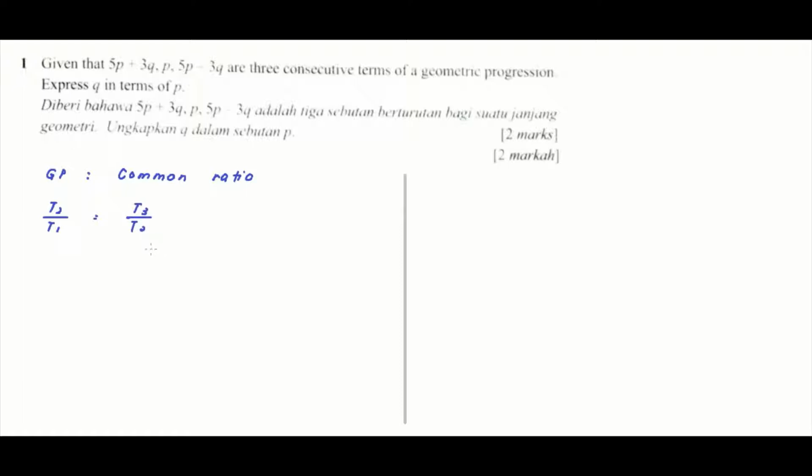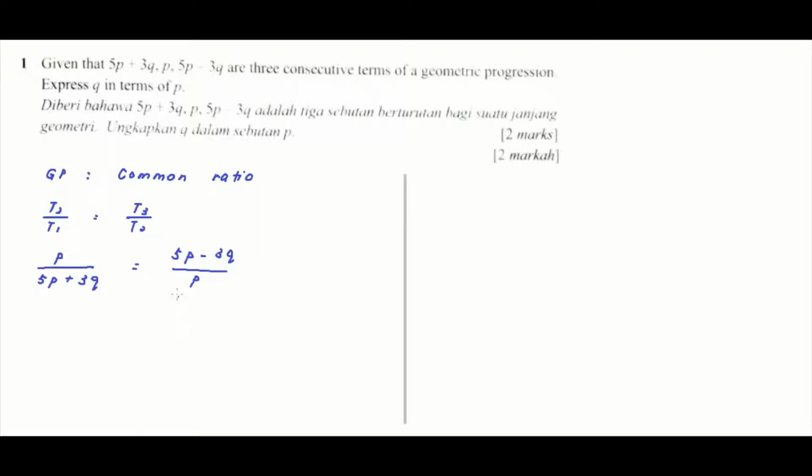Okay, this is because when you divide the subsequent term by the previous term, you are actually finding their ratio. And because it's a GP, their ratio should be the same. So now we just substitute the information given in this question. T2 is p, T1, the first term, is 5p plus 3q, and T3, the third term, is 5p minus 3q. So divide by the second term, which is p.